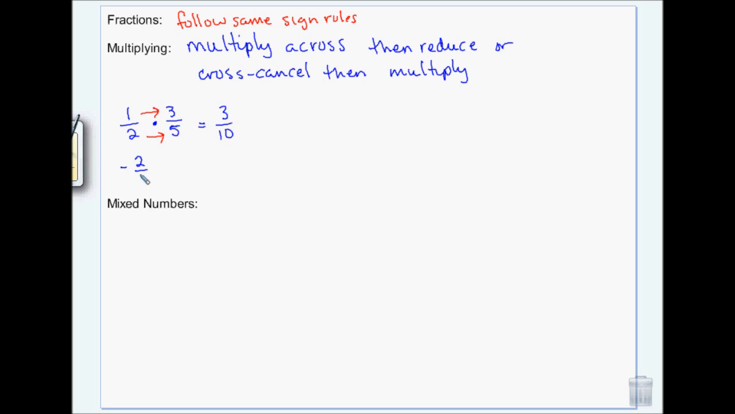So if I had negative 2/3 times positive 6/7, I'm going to get a negative because I have a negative times a positive. Multiplying straight across, I get 12 over 21. 12 and 21, that's reducible. So I get negative 4 over 7. So this was multiplying and then reducing.